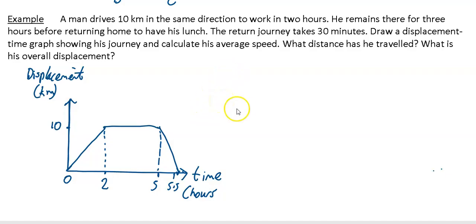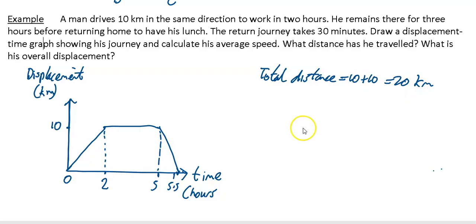Okay. What the question says is draw a displacement time graph showing his journey. You do that with a ruler, obviously. And what distance has he travelled? Okay, so the total distance, he's gone 10 kilometers out to work. He stays in work for a bit, and then he comes 10 kilometers back. So his total distance, first of all, total distance is equal to 10 plus 10, which is just 20 kilometers.